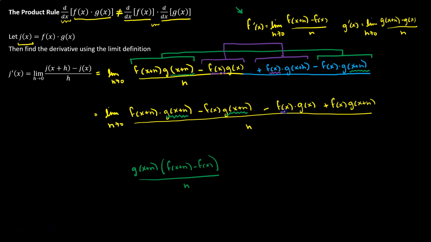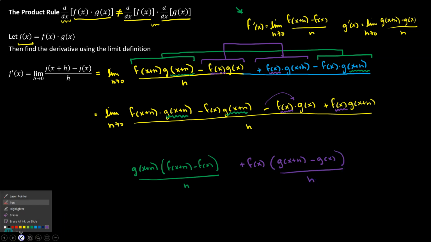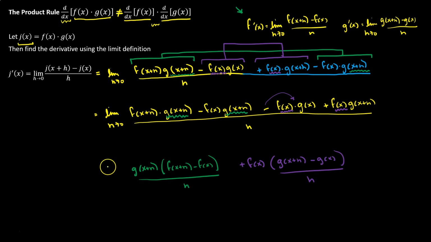Notice that these terms have f of x as the common factor, so that's what I'll factor out. And then I'm going to reverse the order here. We have a minus g of x and a plus g of x plus h. I'll write g of x plus h first, then minus g of x following. And because we do have those limit laws that allow us to separate sums, I'm going to write these as two separate limits where h is going to 0.